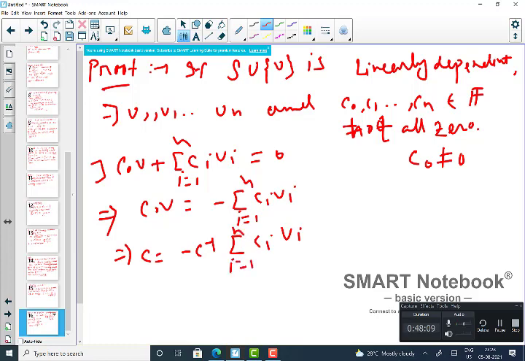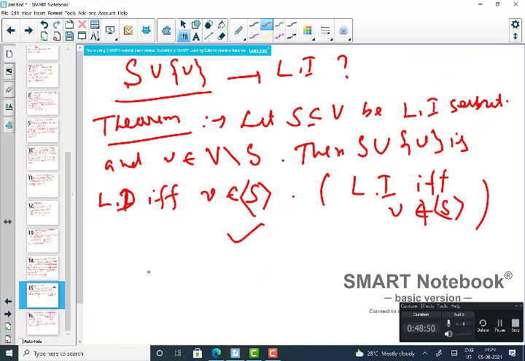So we can write v equal to minus C0 inverse summation CiVi, i from 1 to n. Okay, so you can write down v in terms of a combination of Vi, right? Ci by C0 is a new constant. So you can write this as summation alpha i Vi, i equal to 1 to n, right? And hence this is an element of the span of S, which I was telling you: this is linearly dependent only if it is inside the span of S, right? So one part is obvious.